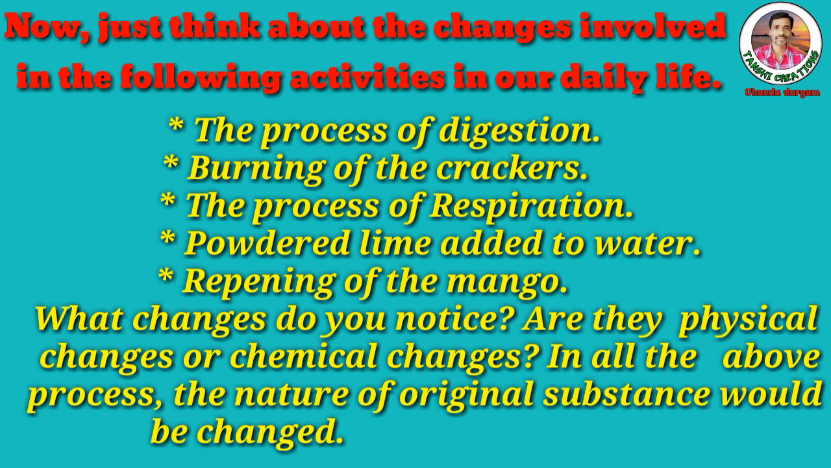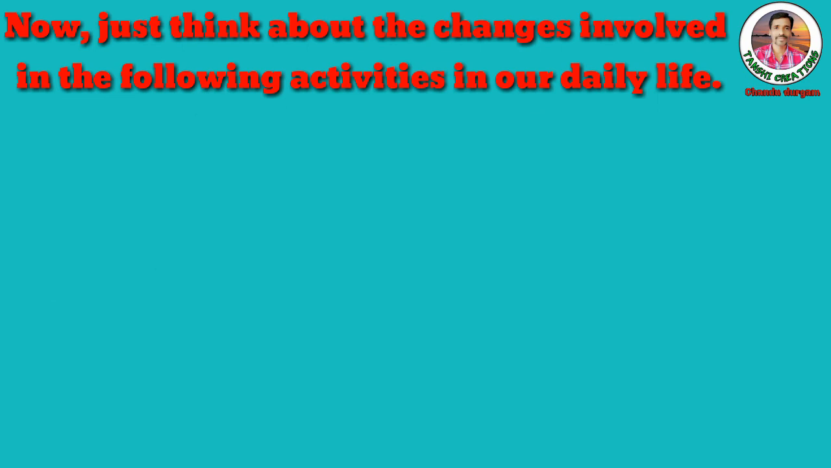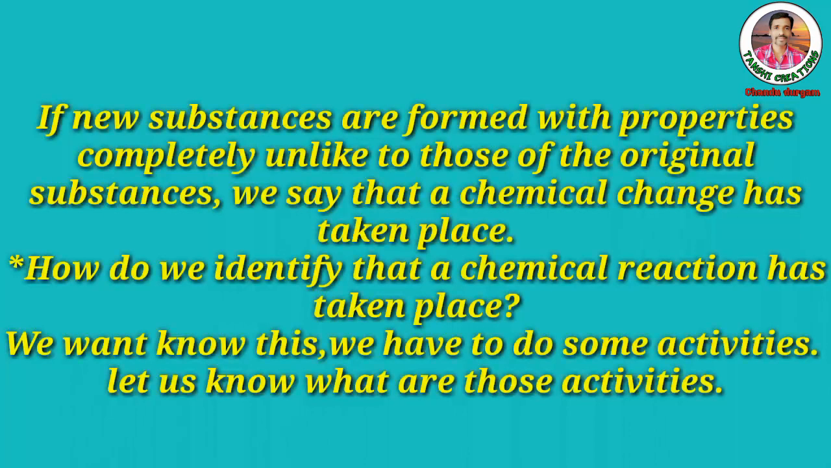In all the above processes, the nature of the original substance is changed. If new substances are formed with properties completely unlike those of the original substances, we say that a chemical change has taken place. But how do we identify that a chemical reaction has taken place? To know this, we have to do some activities. Let us see what those activities are.